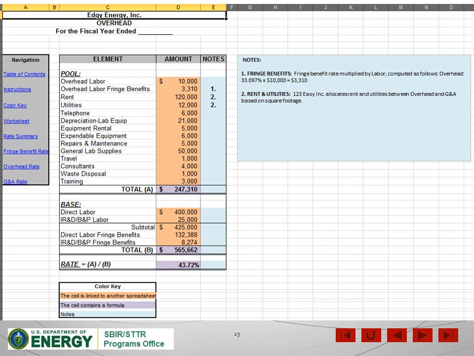So the pool cost of $247,310 divided by the base cost of $565,662 gives us the overhead rate of 43.72.